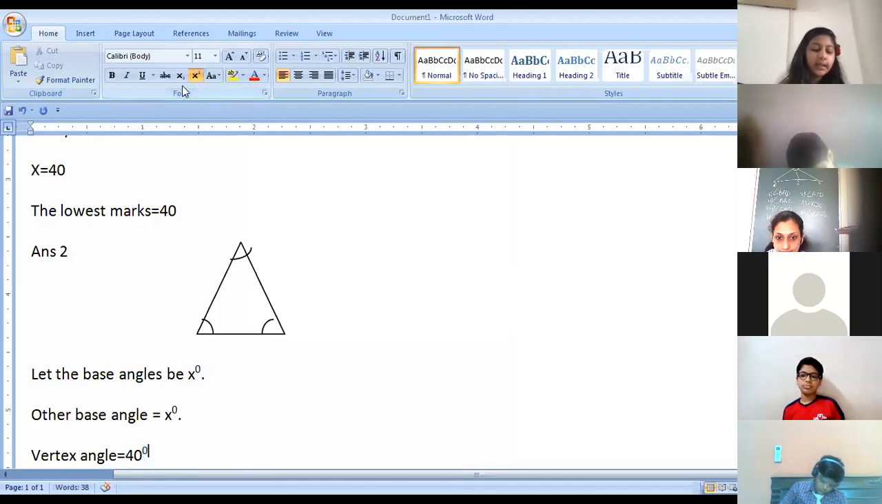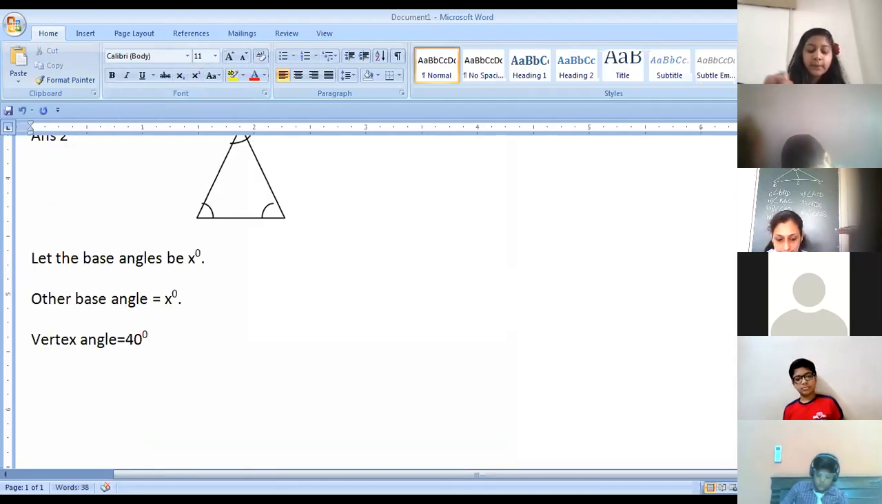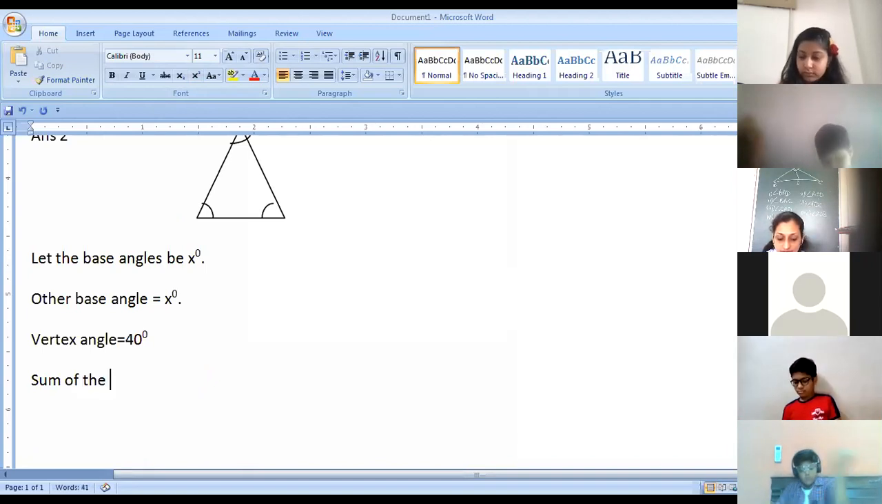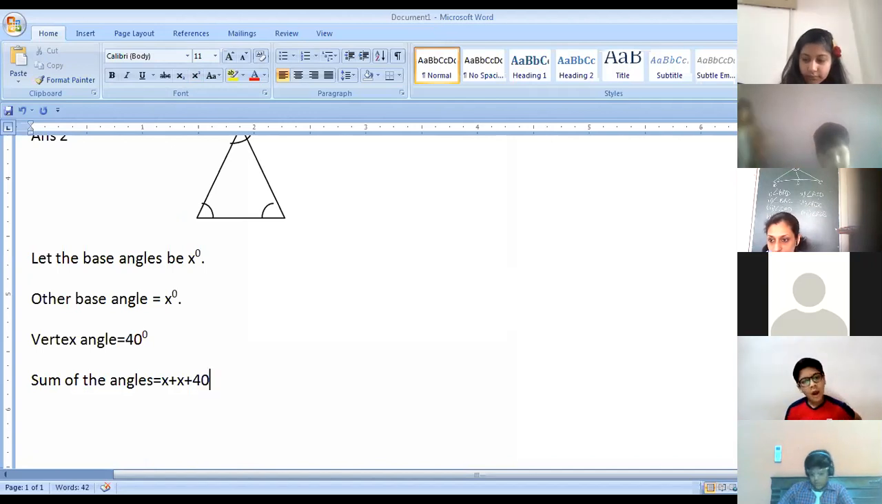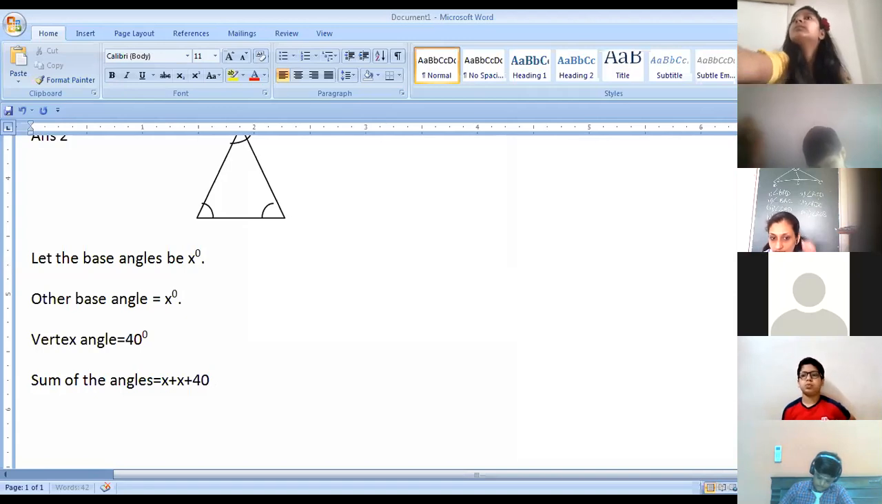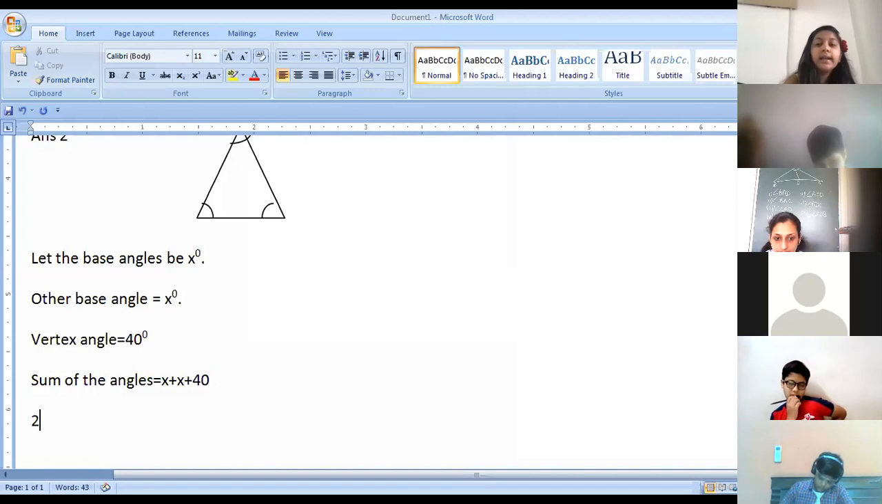Sum of the angles is equal to x plus x plus 40 degrees. When we add up all these angles, we are going to get x plus x plus 40, that means 2x plus 40. x plus x becomes 2x.